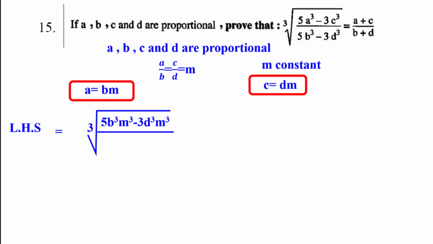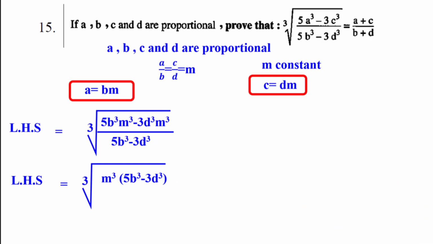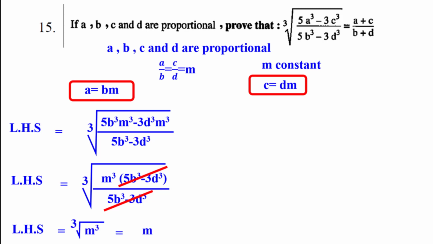In the same way, guys, we have b cubed and d cubed in the denominator, and it will be the same. Now take out a common factor. We have m cubed as a common factor up, so the remaining will be 5b cubed minus 3d cubed. We can write it as m cubed times (5b cubed minus 3d cubed) over the same expression, 5b cubed minus 3d cubed. Now cancel the common factor, so the remaining is m cubed. The cubic root of m cubed, guys, equals what? Equals m. So the left hand side equals m.